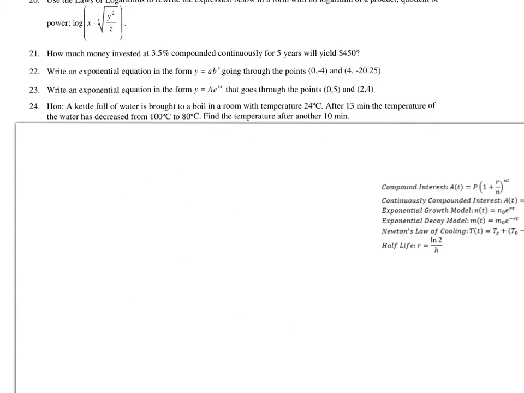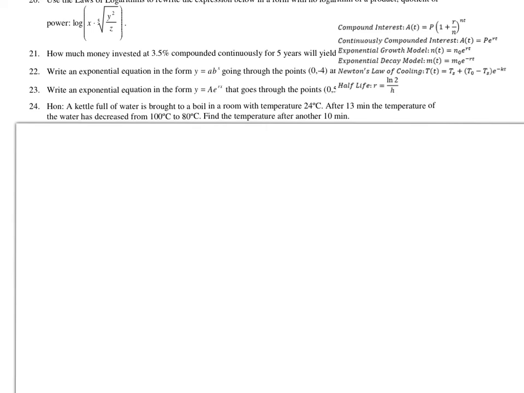All right, next up here, we're going to use Newton's law of cooling. Oh, I cut that off. Hold on. All right, so let's see. It says a kettle is brought to boil in a room with a temperature of 24 degrees. After 13 minutes, it's decreased from 100 to 80. Find the temperature after another 10 minutes.